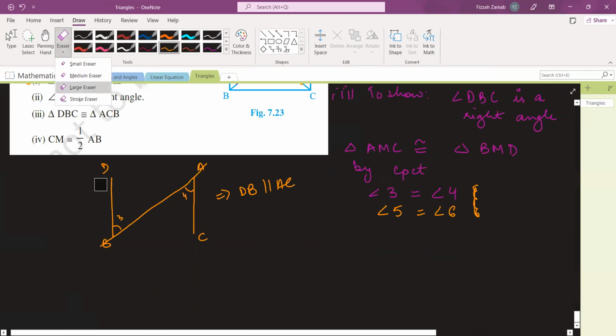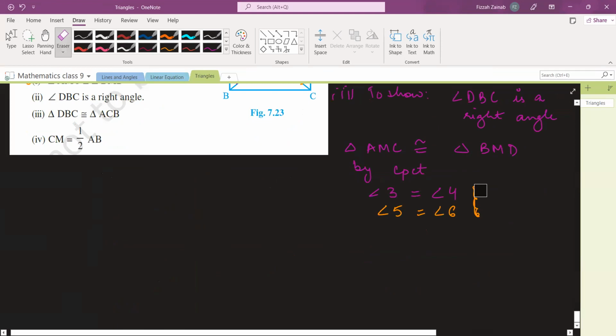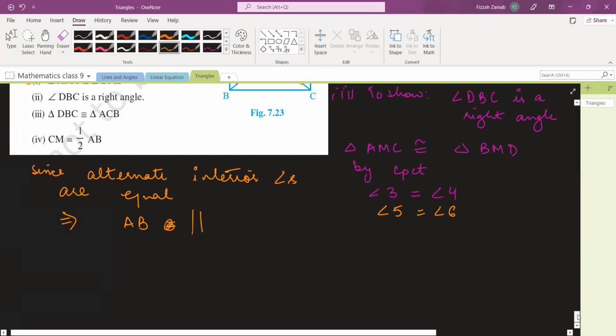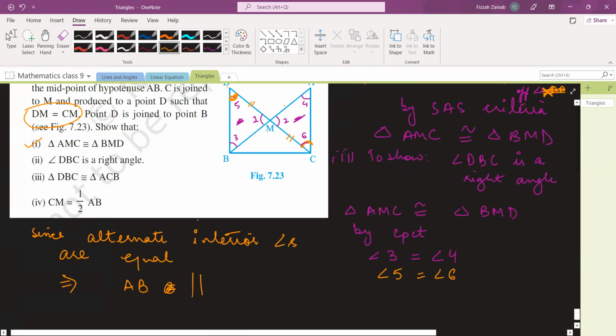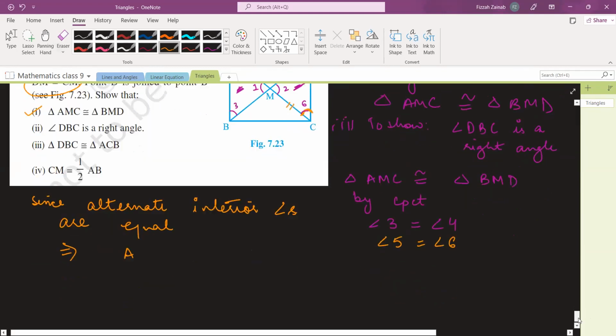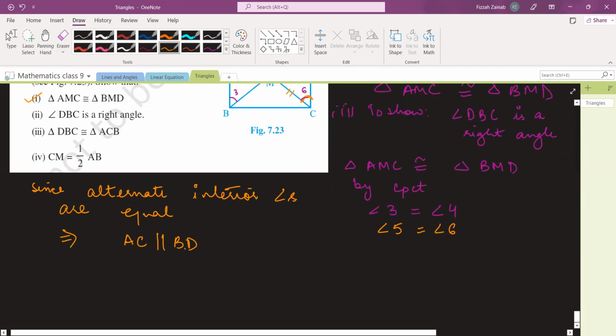So I think the point is clear now. Now you write like this. This was from CPCT we have shown, right? So now after this, we can say that since alternate interior angles are equal, that implies the side AB is parallel to side... No, sorry, not AB, AC. Yeah, AC and BD. Is this understood by everyone?